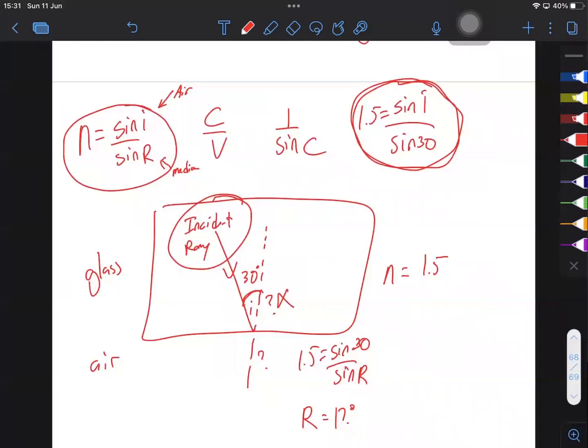If you have any questions, you can ask. C is the critical angle. Latent heat of fusion and vaporization has been removed from your syllabus; he's just still teaching you that. No longer in physics. Yeah, for critical angle, only one formula.